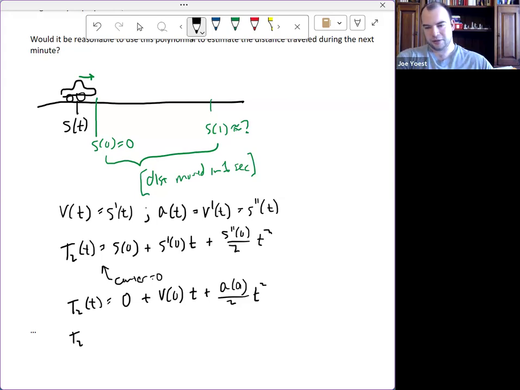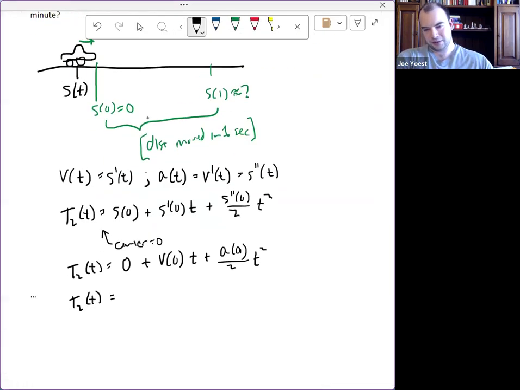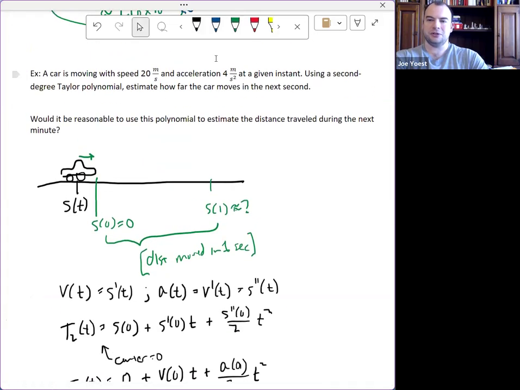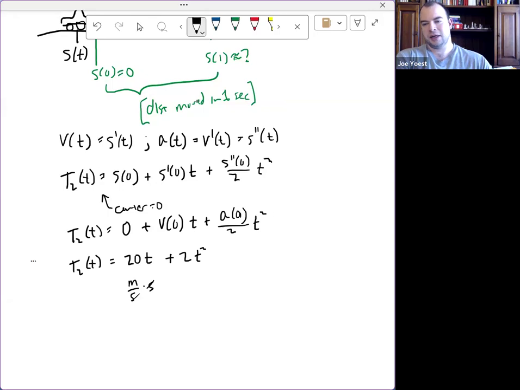Or we see that the second degree Taylor polynomial is, well, 0 plus what's v at 0? The initial speed at time 0 is 20 meters per second. 20t. Note that this is in meters per second times seconds, so that's in meters, and that's our distance, which is what we're looking for. The units work out nicely. And then I have a of 0 over 2, that's 4 over 2, or 2, t squared. And that's in meters per second squared times seconds squared. Again, the units work out to be meters.